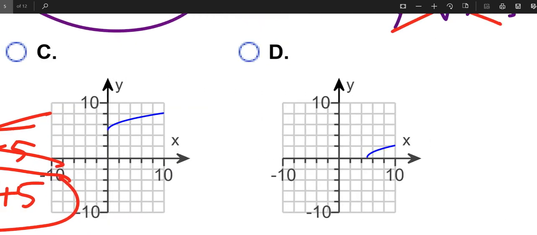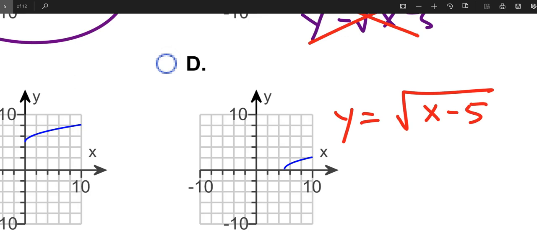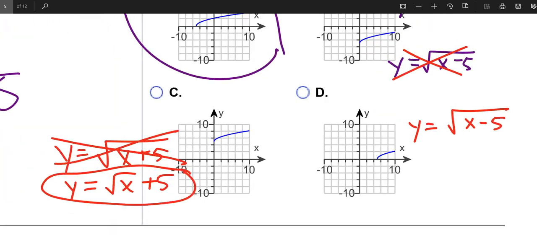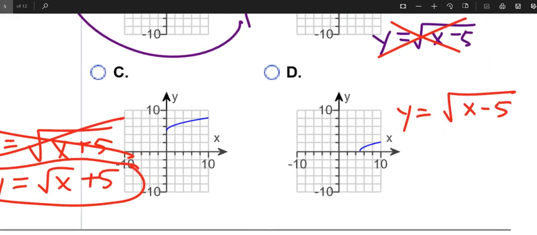What is choice D? Y equals? Is it a big square root or a little square root? Big. Okay, what goes in there? X minus 5, that's true. That's right 5 units. Right 5 units. Okay, ask your question if you're confused. Which part?